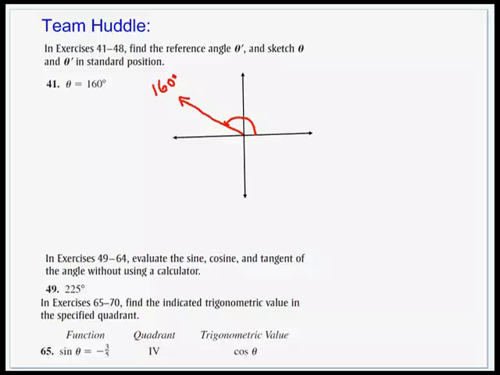And the reference angle is the quickest way back to the x-axis, and that would just be to jump down here to 180. Well, the distance between those, 180 and 160, is 20 degrees. So our theta prime is equal to 20 degrees.